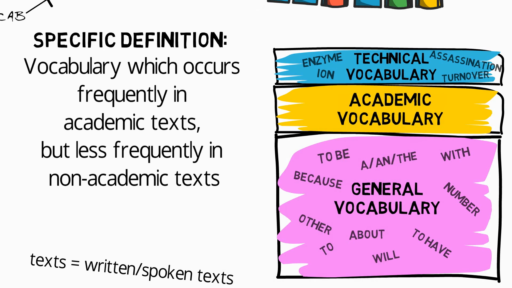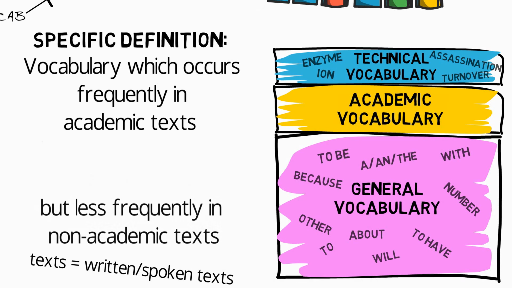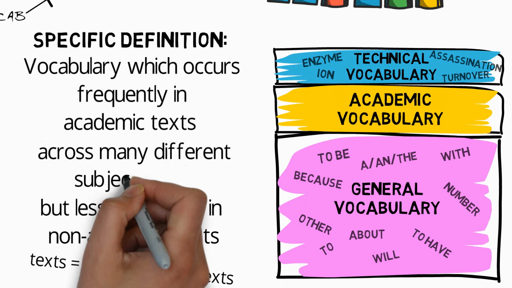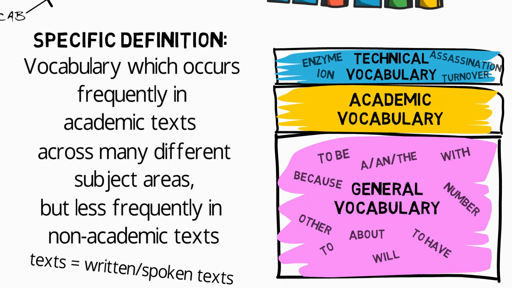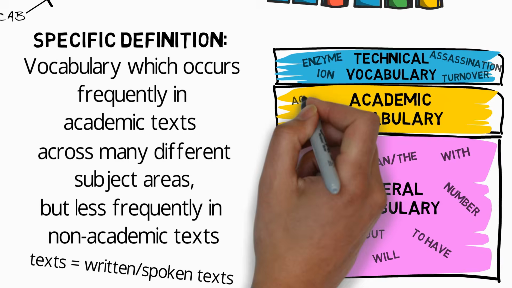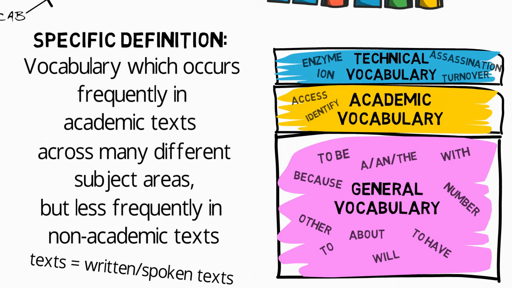So let's modify the definition a little. Academic vocabulary is vocabulary which occurs frequently in academic texts across many different subject areas, but less frequently in non-academic texts. So this means words like access, identify, process and method, which are not technical words, but they are used more frequently in academic English than in non-academic English.